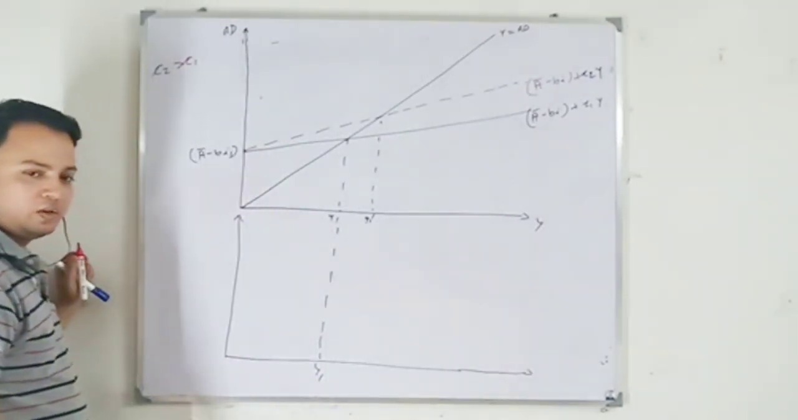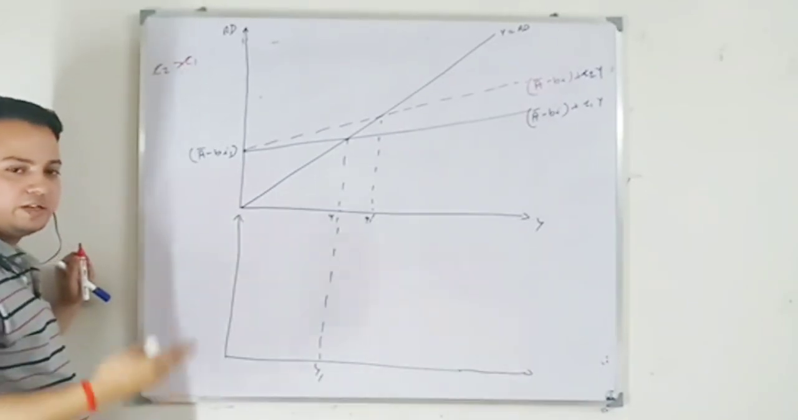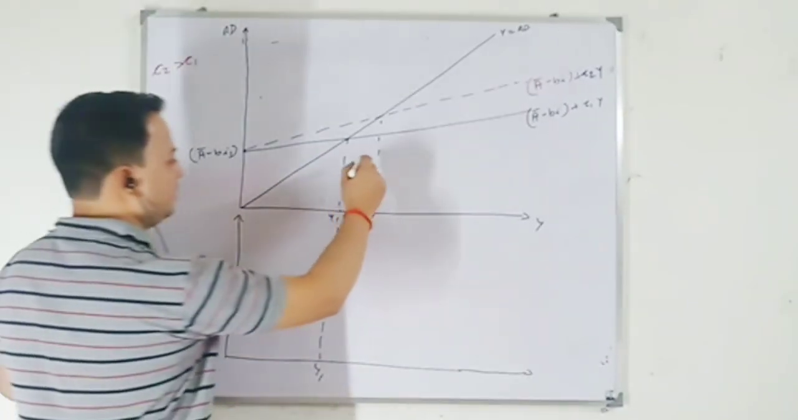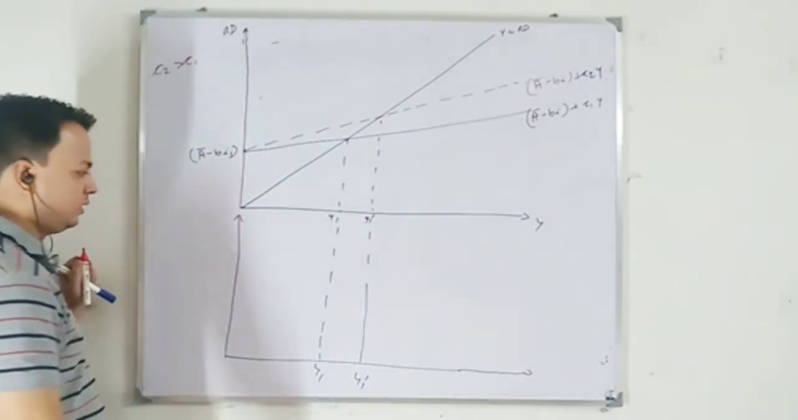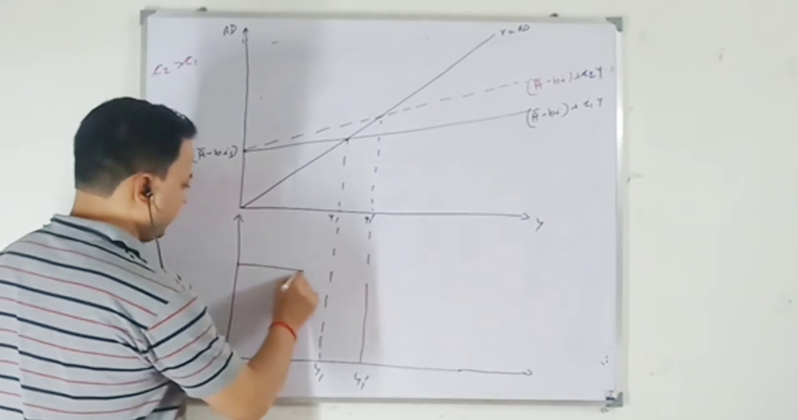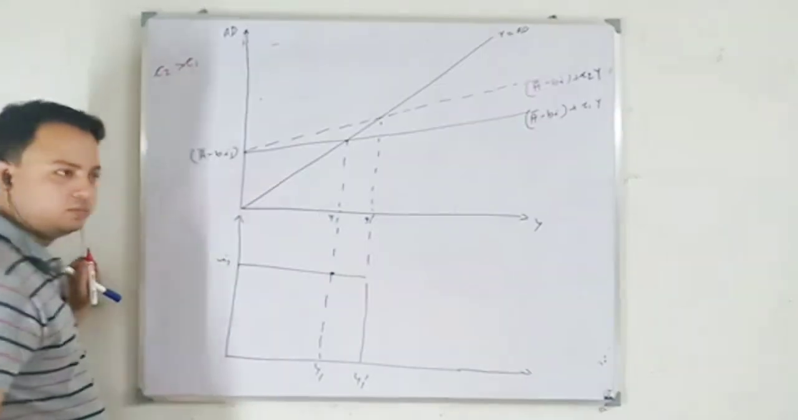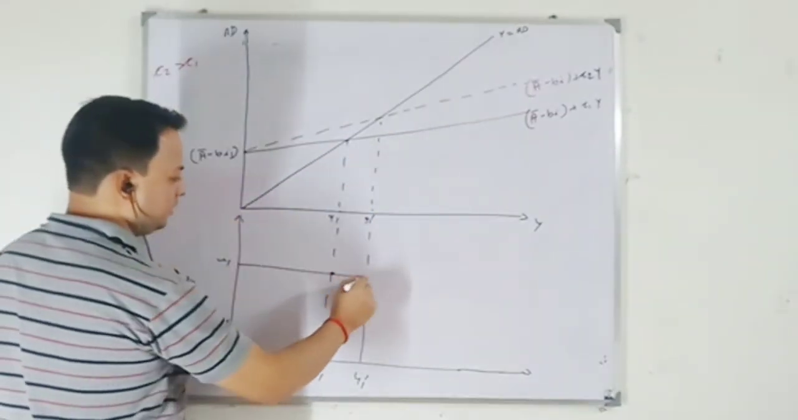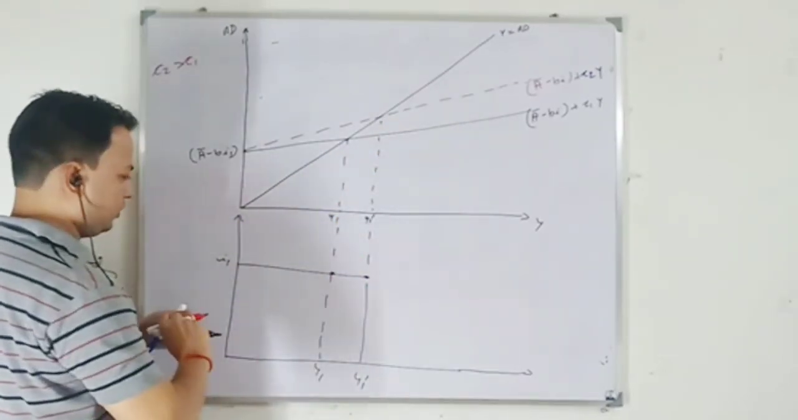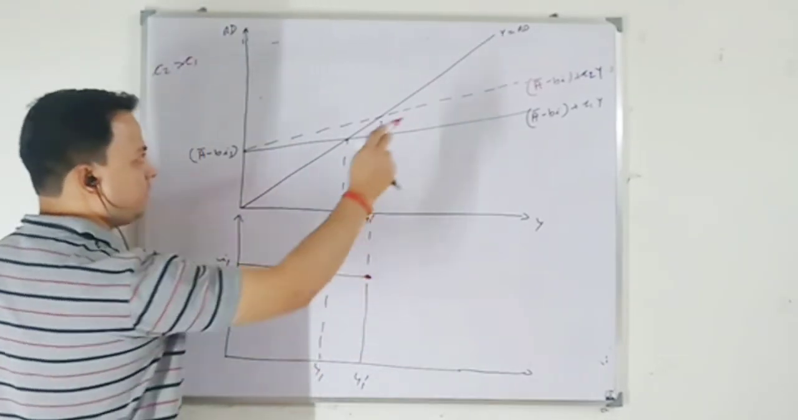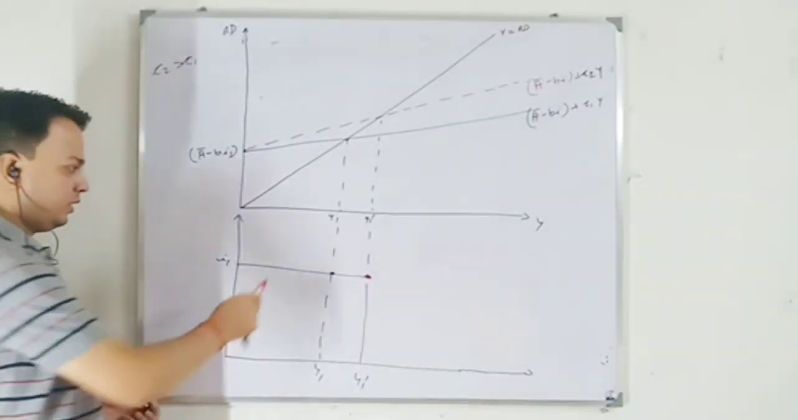So let me draw this one. This is Y1, when my MPC is c1. Here MPC is low, that means leakage is high, marginal propensity to save is high, and Y1 prime. Okay, interest rate is the same, say I1. So I get one point here, but my MPC is c1, and this is for the other curve, the red curve. Okay, I put a red dot, but my MPC is c2.